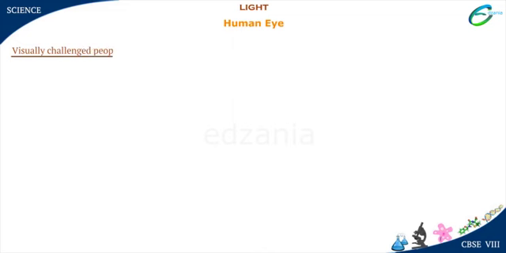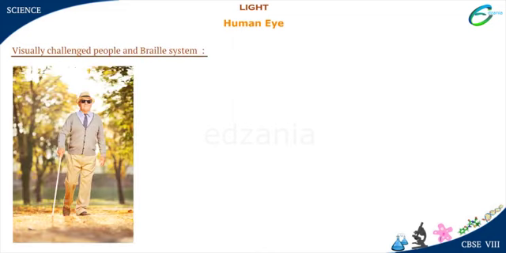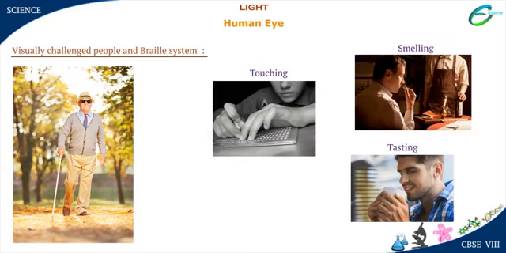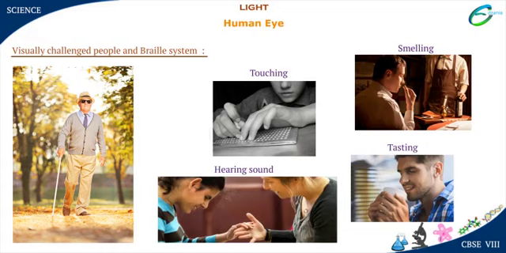Visually challenged people and the Braille system. The persons who have difficulty in seeing or cannot see at all are called visually challenged persons. The people who cannot see at all are also called blind. Visually challenged people use their other senses to identify the things around them. They identify objects either by touching them, smelling them, tasting them, or by the sounds produced by these objects.